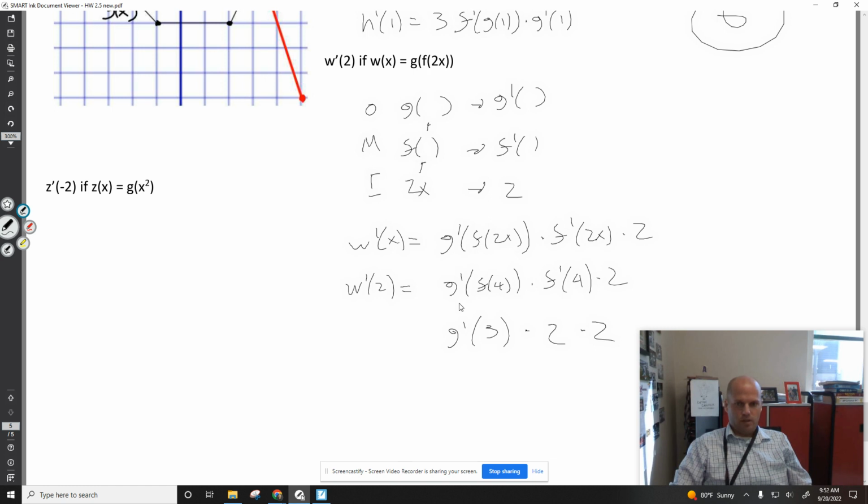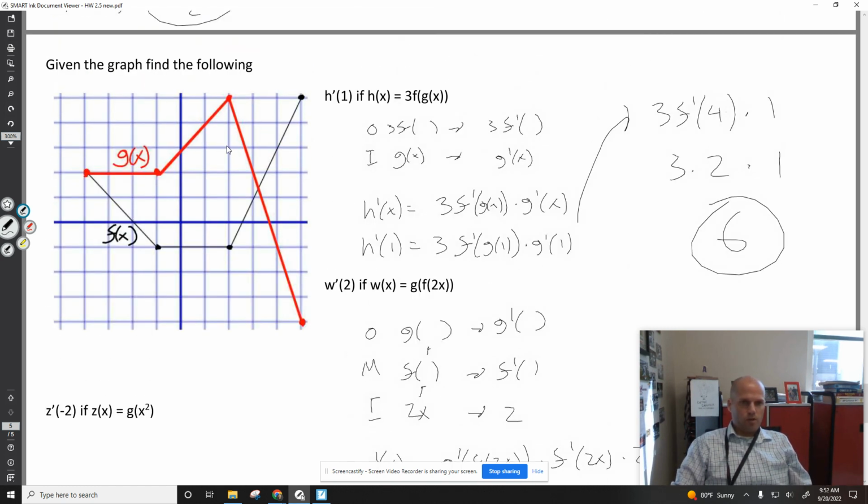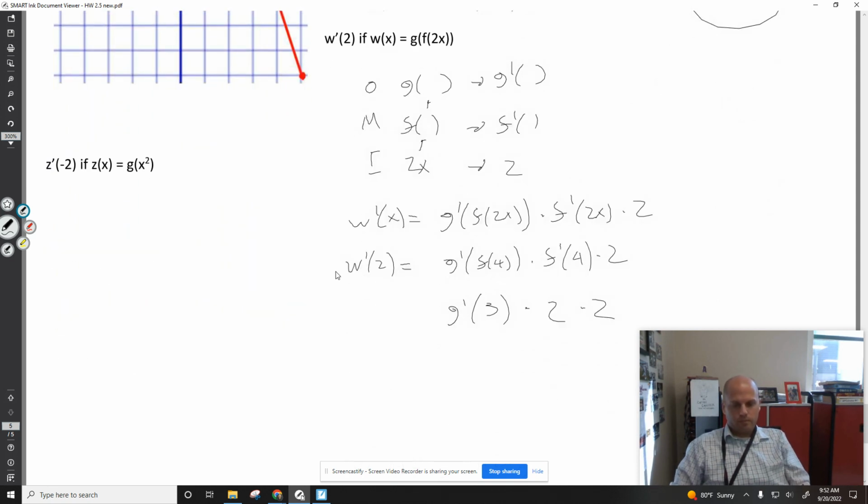You've got to make sure you do these. g prime of 3 is the slope of g at 1, 2, 3. The slope of g is negative 2, then 1, 2, 3 over 1. Negative 2 times 2 times 2, negative 8.